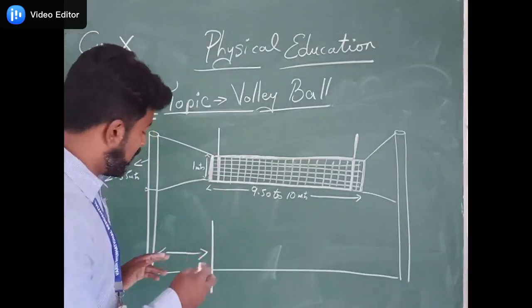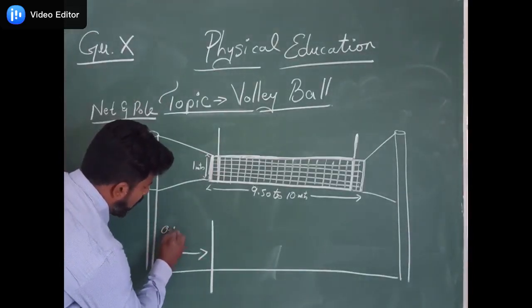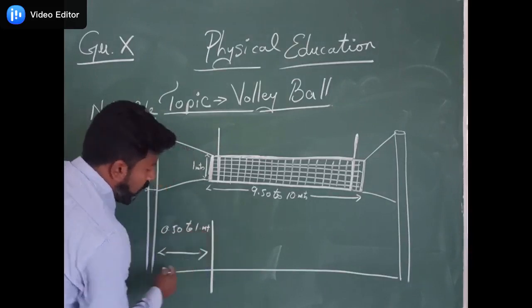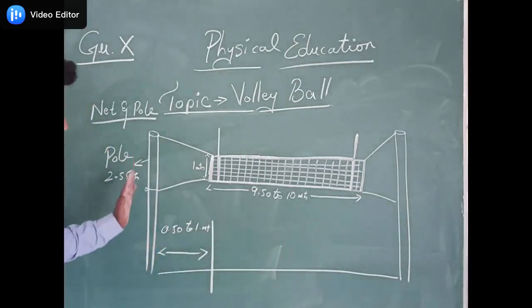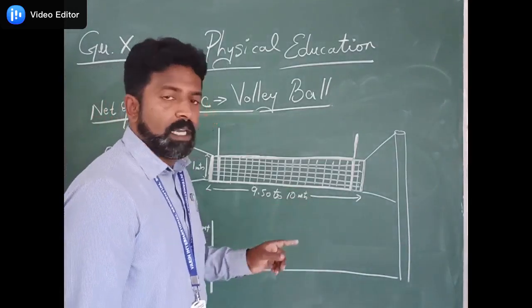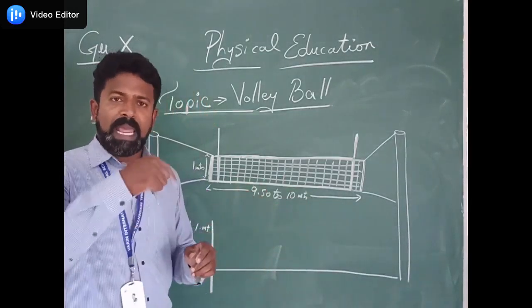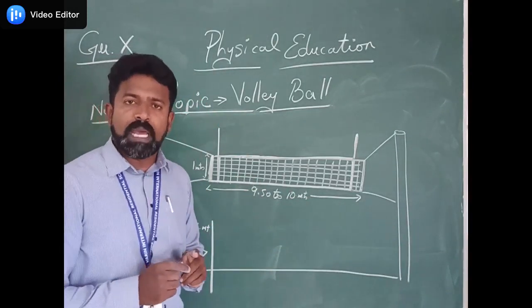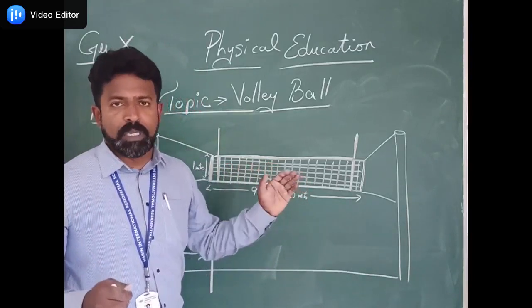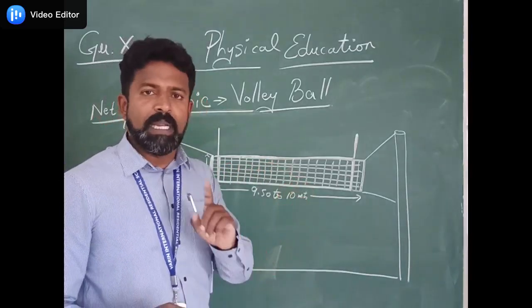The pole is placed 0.50 to 1 meter away from the sideline. And one thing should be taken care of: the pole which is placed vertically should not have any cable supporting it.